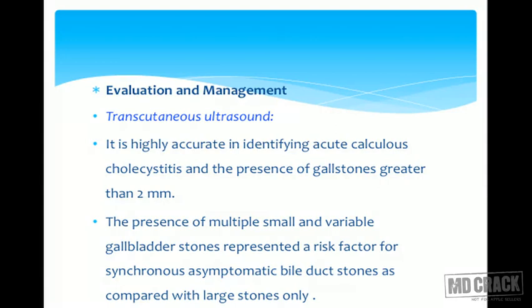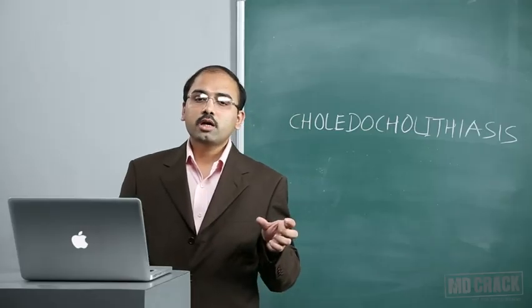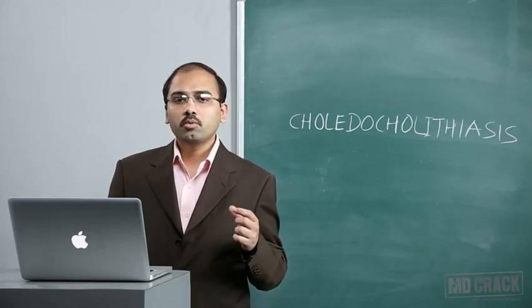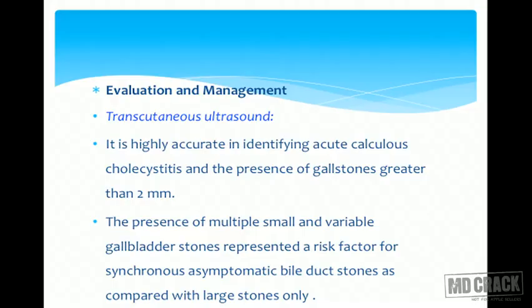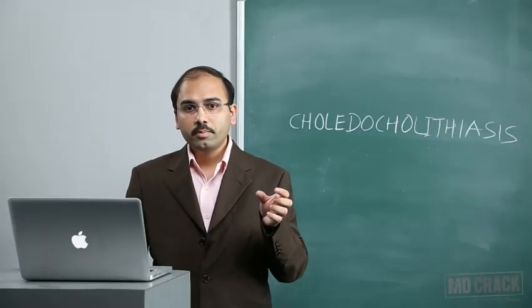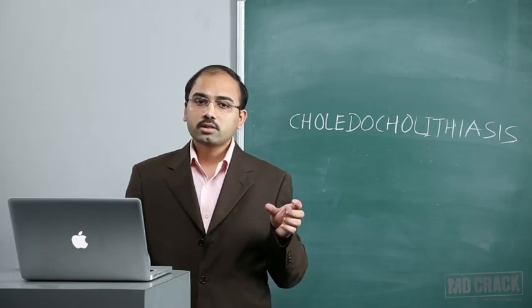How do you evaluate these patients? They are best evaluated with transcutaneous ultrasound. It is highly accurate in identifying acute calculous cholecystitis and the presence of gallstones greater than 2 mm. So here they may ask you questions. If the CBD has stones of size 2 mm and more, which is the most sensitive investigation? The presence of multiple small and variable gallbladder stones represents a risk factor for synchronous asymptomatic bile duct stones as compared with large stones. So here again, which of the following forms a major risk factor for asymptomatic CBD stones?